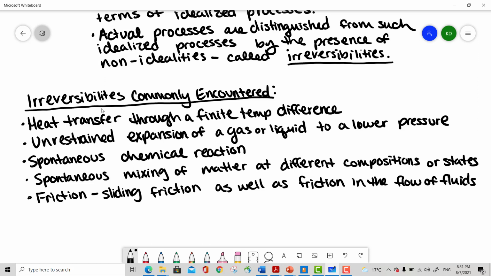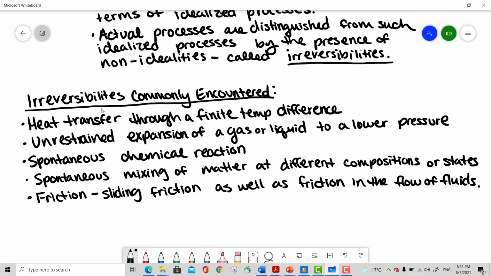Okay, so again, actual processes are distinguished from such idealized processes by the presence of non-idealities called irreversibilities. So the way that I like to remember this is that you just can't account for everything. I mean, we try to, but these are things that are going to pop up and make our idealized process a real world process, right?